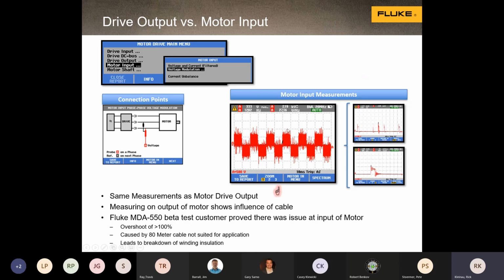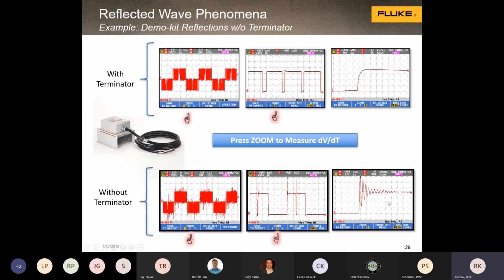And so when we go to the motor in this system, you see the transients and you see a little bit of ringing there. That's the reactive impedances in the cable coming into play.